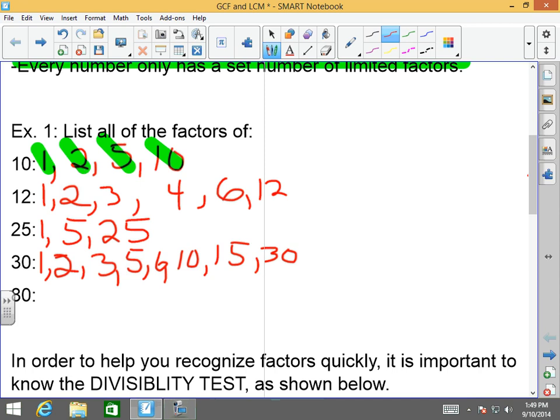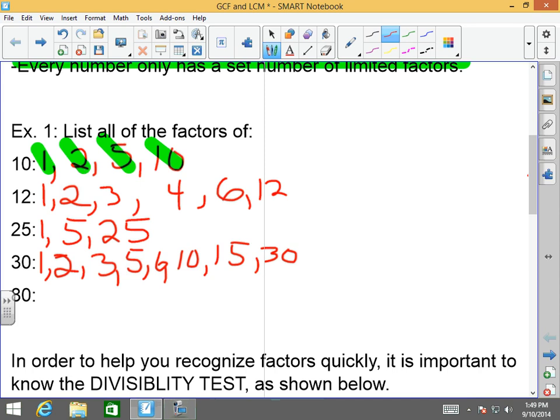Does 6 go into 30? Yes, but we have it already. Does 7 go into 30? Does 8 go into 30? Does 9 go into 30? Does 10 go into 30? Yes, but we already have it. Is this making sense, my brothers?